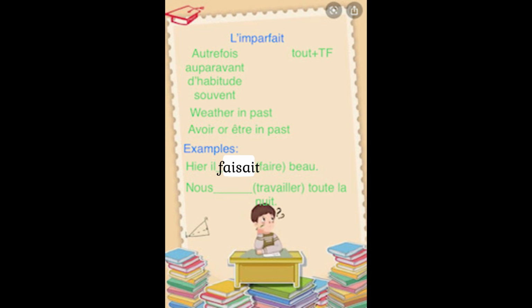The next sentence is nous, toute la nuit, and the verb is travailler. Now we can see that tout plus time factor, that is toute la nuit, has been used. So we will use imperfect. So it will be written as nous travaillions.